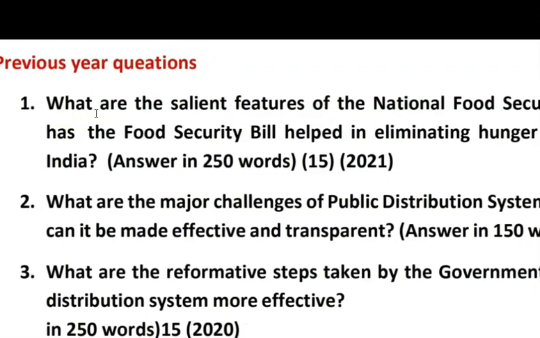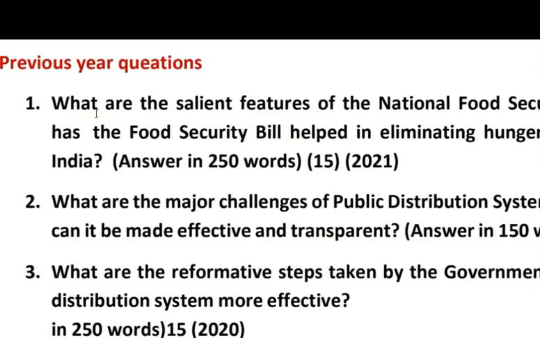Now let's see the second question, where it says what are the major challenges of public distribution system in India, and how it can be made effective and transparent. So the rest of the things that you have to include about public distribution system, I'll tell you that how food security part that you have read just now can be included into this answer.